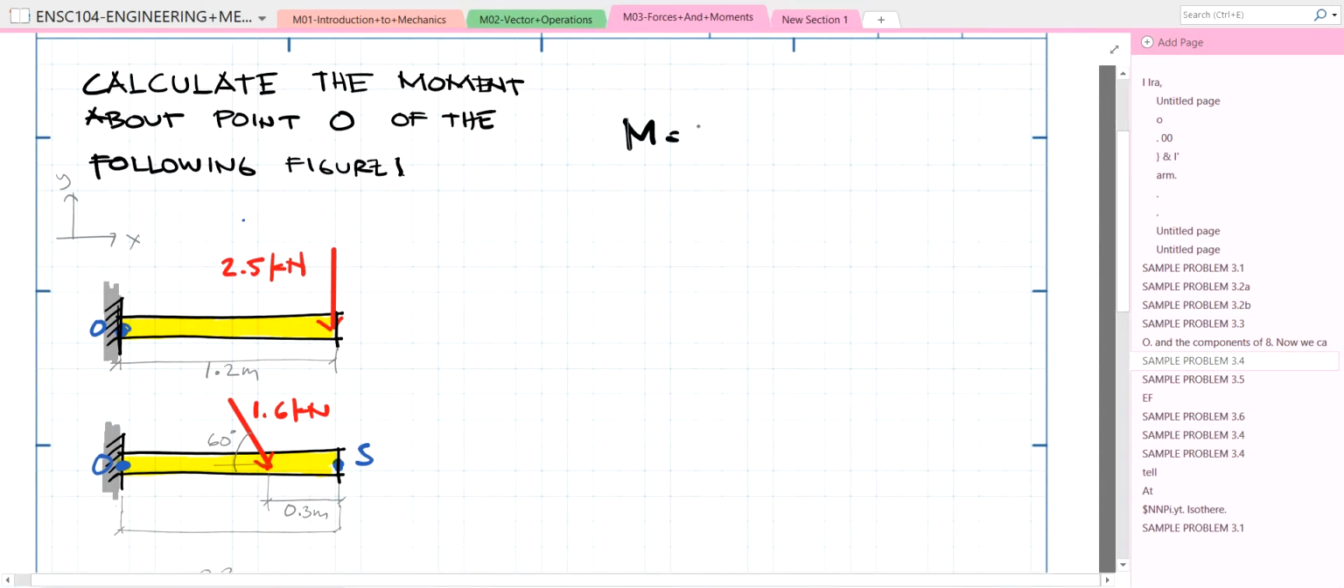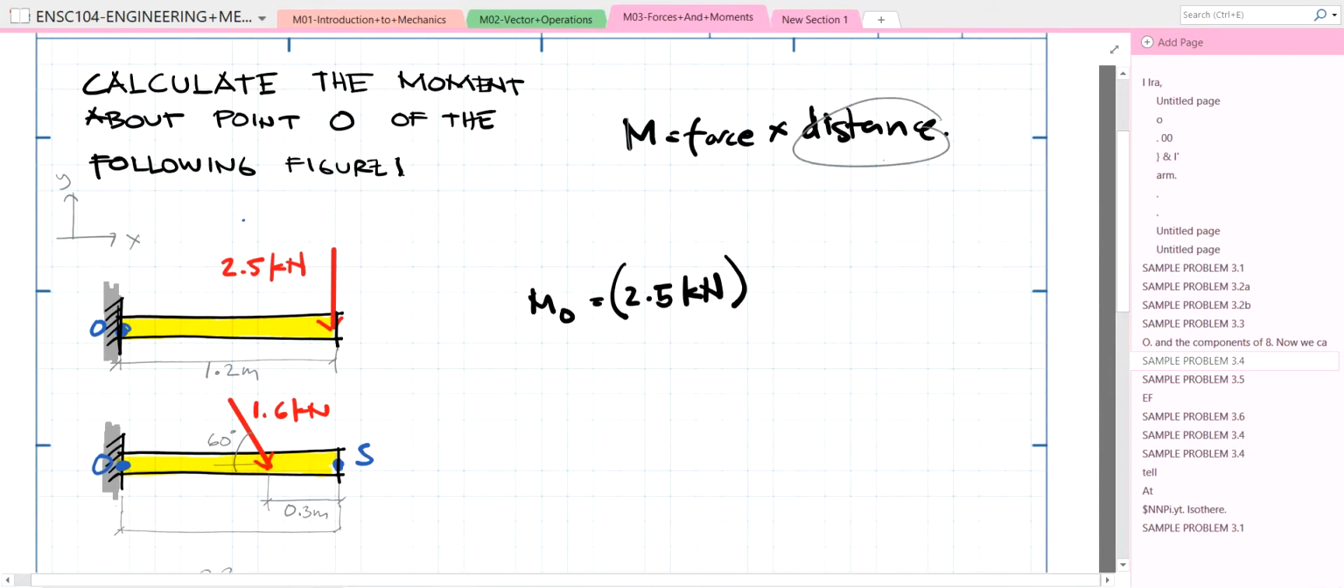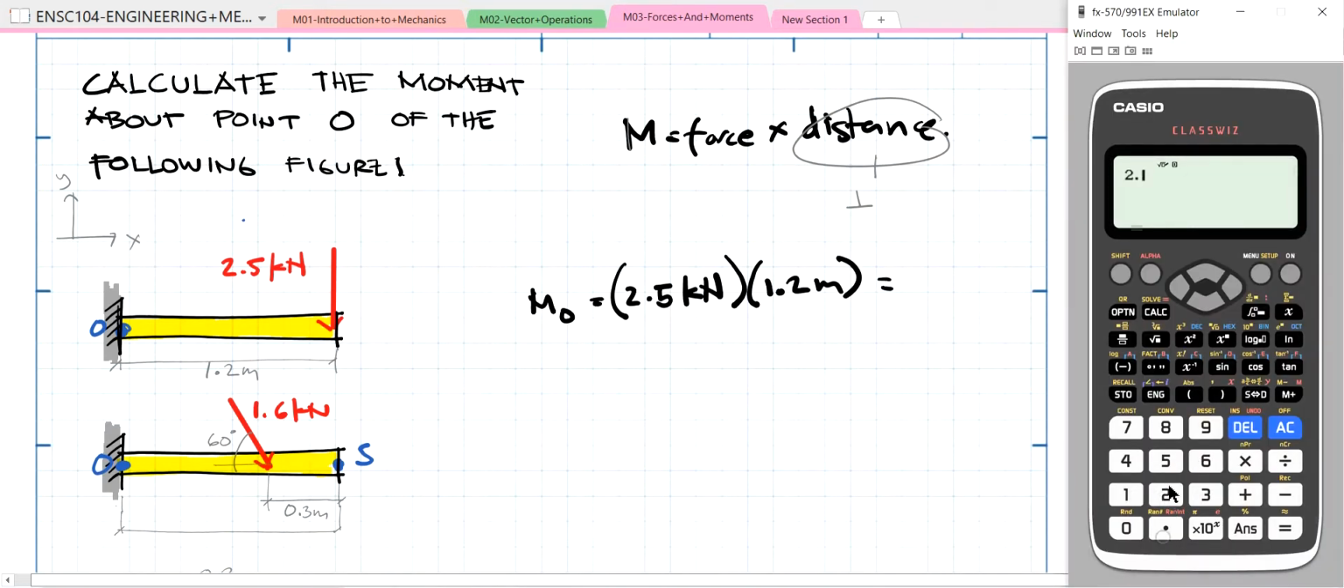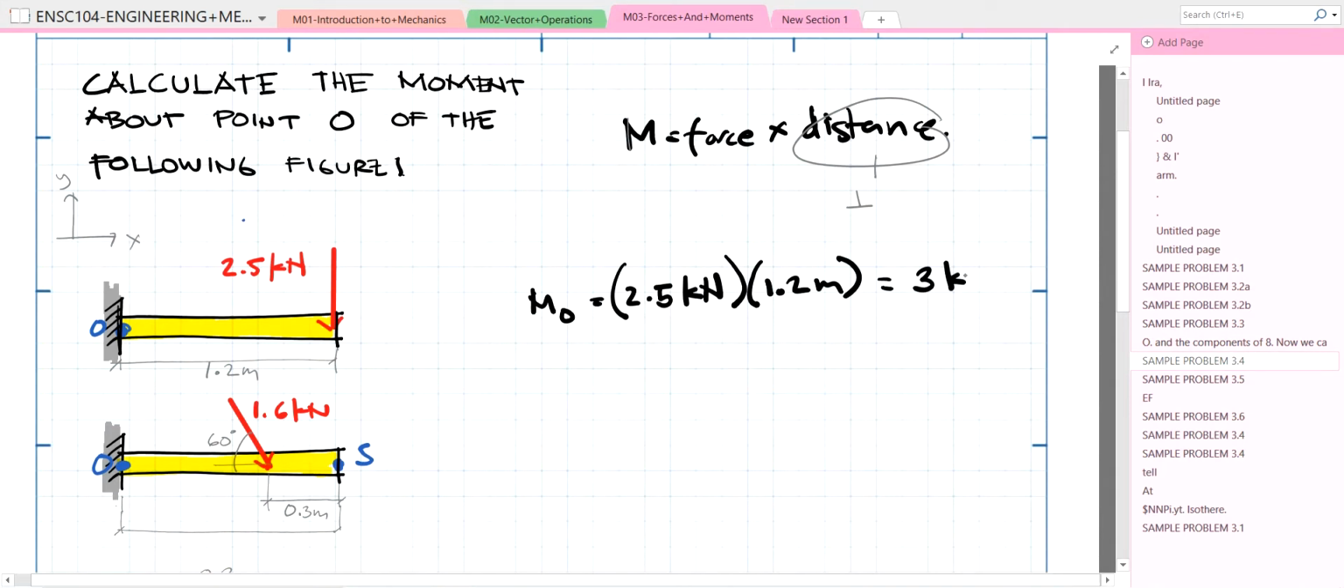Find the moment at O produced by this force, and recall that moment is simply force times the distance. So the moment at O in this case is simply the force. What's the force? This is 2.5 kilonewtons. And recall that this distance must be perpendicular, the perpendicular distance. So the perpendicular distance is simply 1.2. Therefore, our answer is 2.5 times 1.2, which is equal to 3 kilonewton meters.